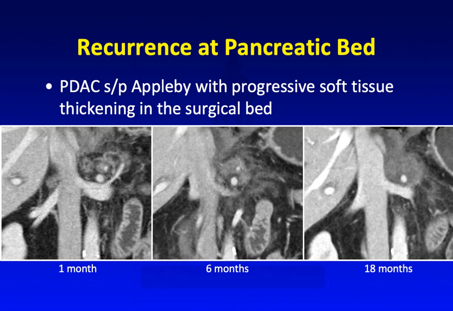And just to show you some examples of proven recurrence so that you can see what that looks like, this is a patient who had an Appleby procedure. This is the 1-month post-op exam. This is the ligated celiac artery, and you see just a small amount of ill-defined soft tissue in the pancreatic resection bed. Hard to tell if that's just post-op or recurrent disease. But when you look at the 6-month follow-up exam, you can see that there's increased soft tissue in the resection bed. And then when you look in the 18 months follow-up, it's even more obvious, and now you have lost the fat plane with the SMA.